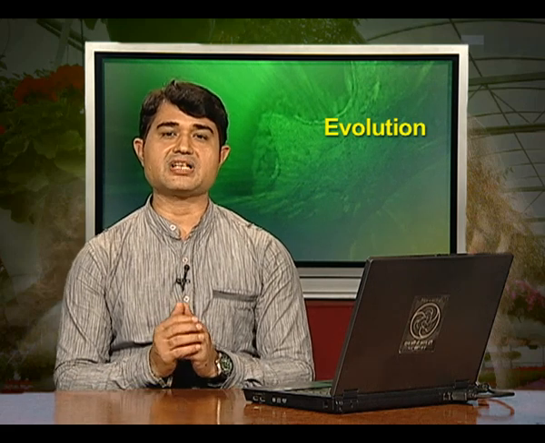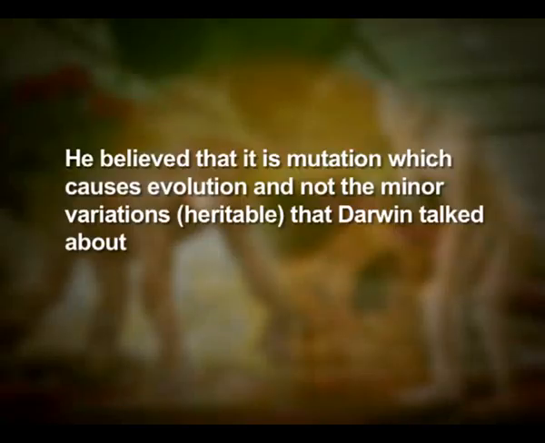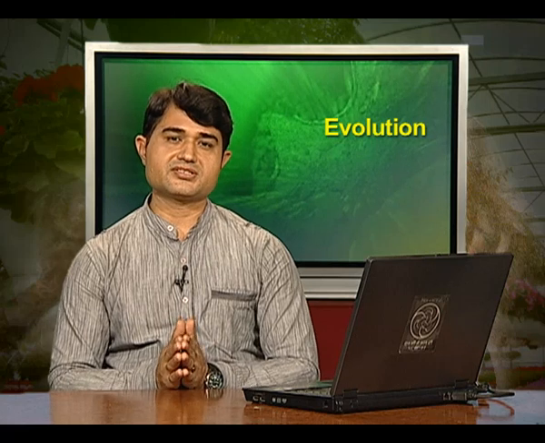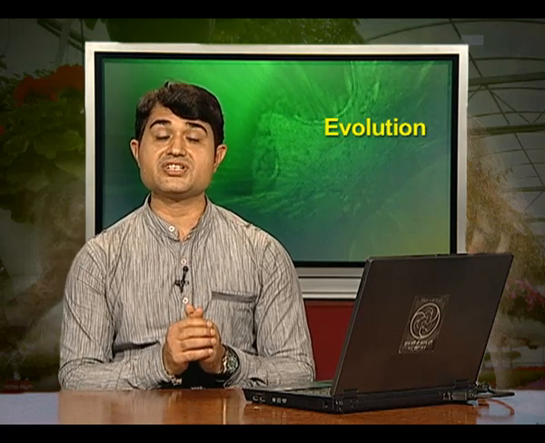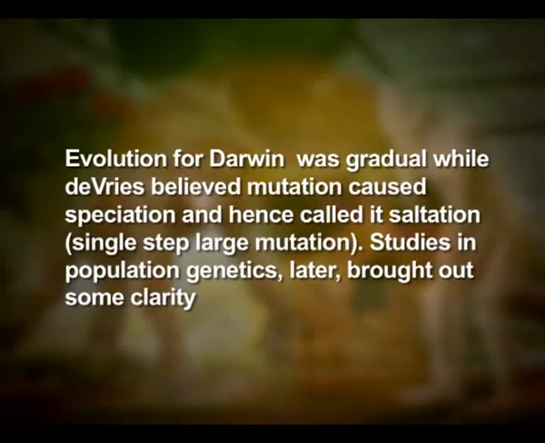In the first decade of the 20th century, Hugo de Vries, based on his work on evening primrose, brought forth the idea of mutations, large differences arising suddenly in a population. He believed that it is mutation which causes evolution and not the minor heritable variations that Darwin talked about. Mutations are random and directionless, while Darwinian variations are small and directional.